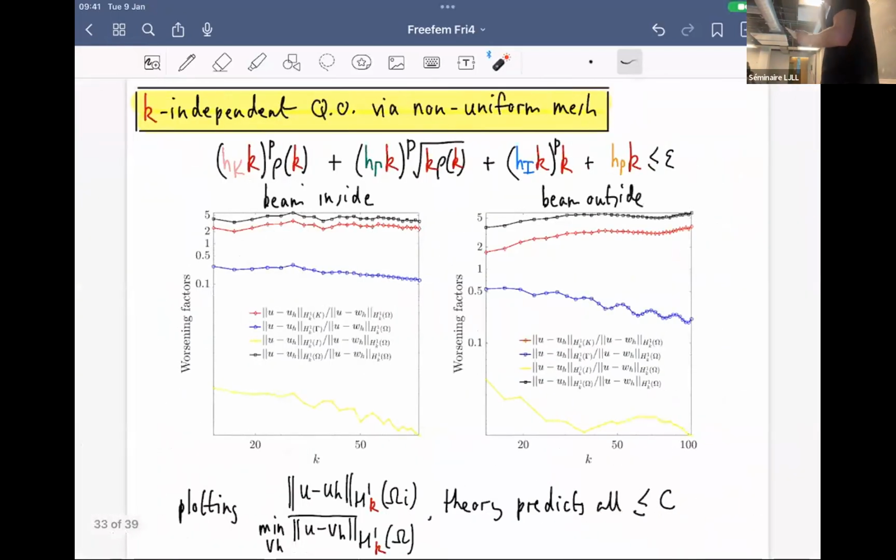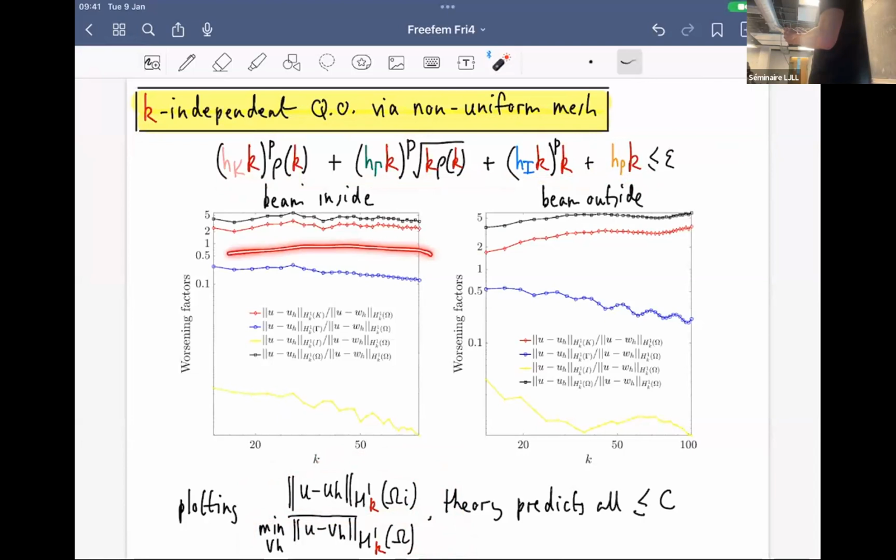The next one is this K. Here I've chosen the threshold to get K-independent quasi-optimality, but via this non-uniform mesh. And here we're plotting the ratio of the errors in each domain, omega I, where I ranges over these different regions, divided by the global best approximation error. The theory predicts all are going to be bounded by a constant, and so it is in this picture. The main takeaway message is that yes, these things are bounded by constants.